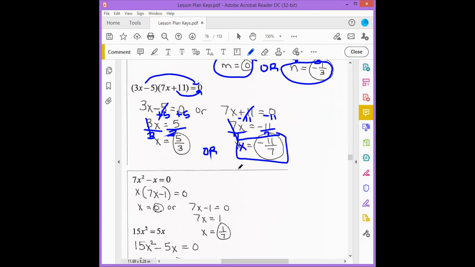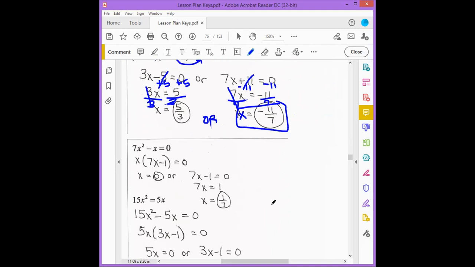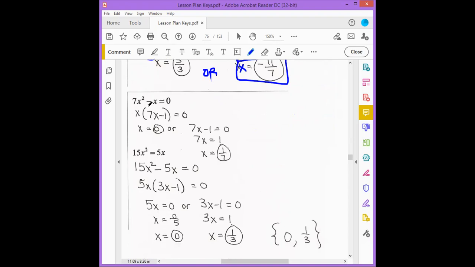So our two possible solutions, x could be 5/3 or negative 11/7. All right, in the next example, we have to factor first. So we have 7x squared minus x equals 0. We got to find that GCF.